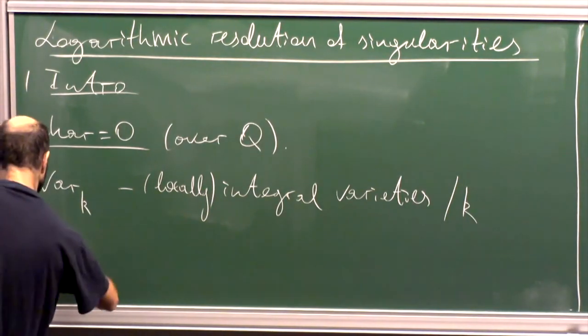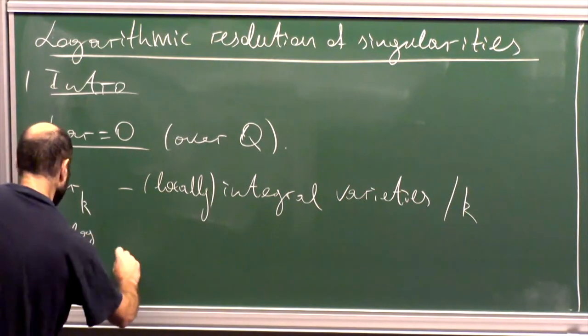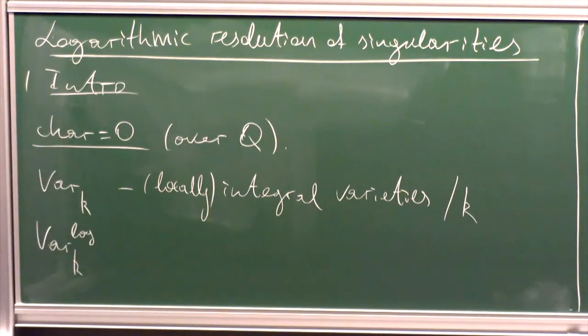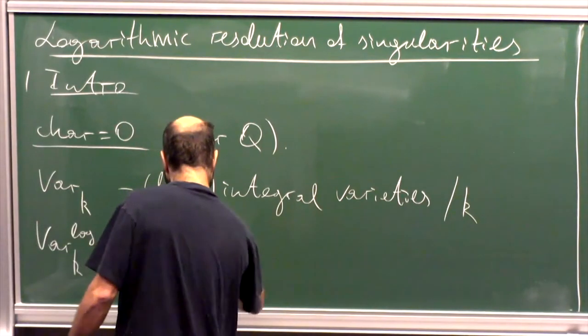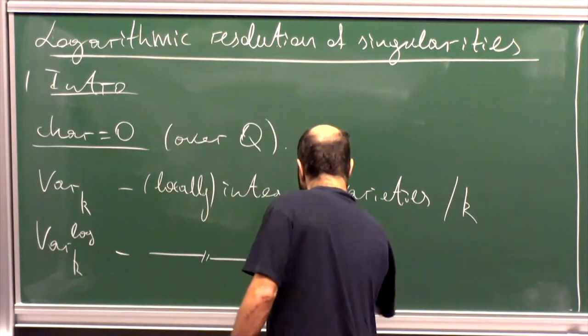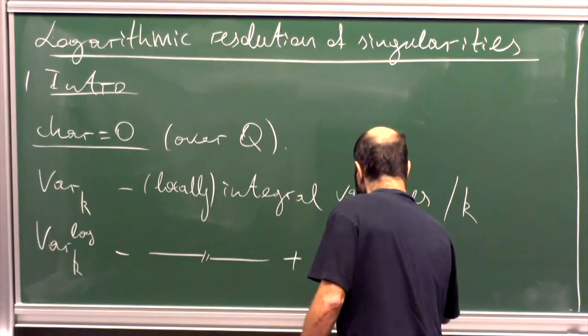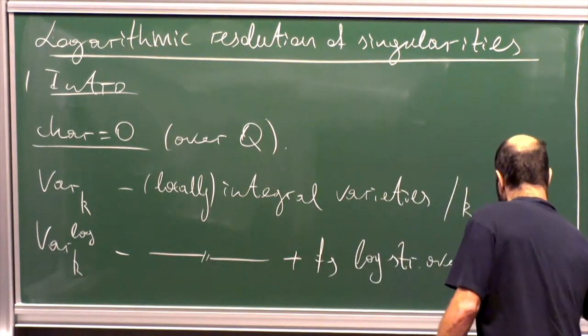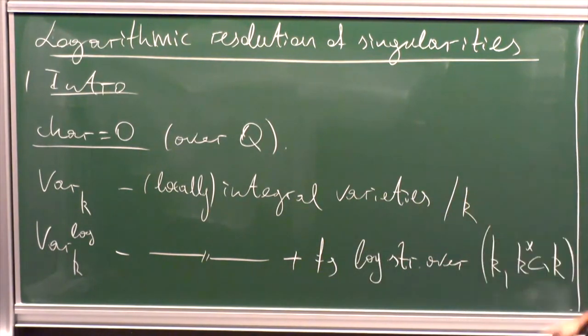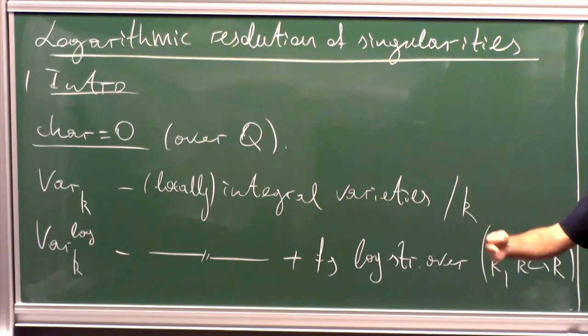And by Var_k^log, I mean varieties of finite type over k which are locally integral. Okay. And Var_k^log are the same guys with fs log structure over k and trivial log structure, k-star embedded in k. So, classical resolution deals with the resolution of these things, canonical, functorial, and so on, as I'll formulate, and logarithmic will deal with this.